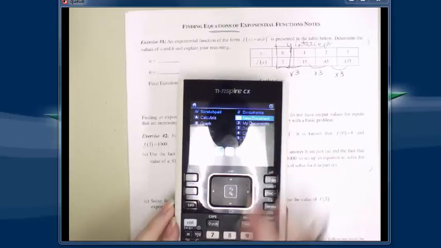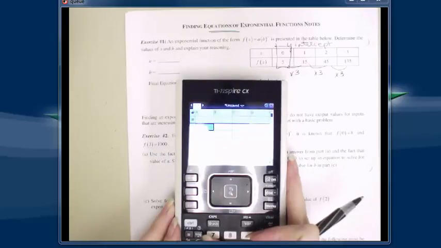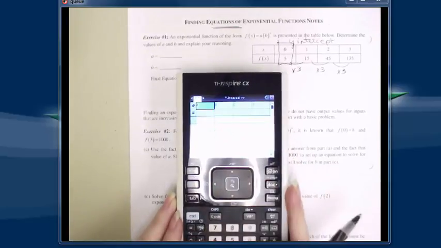So what we're going to do for this is run a regression. So you're going to go to Lists & Spreadsheets, number 4. Remember to go up and label X and Y.